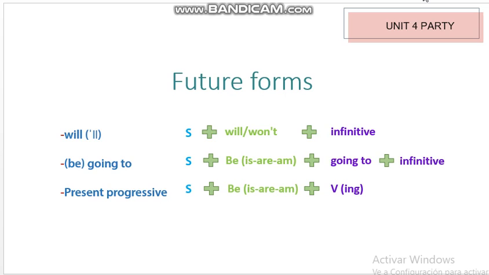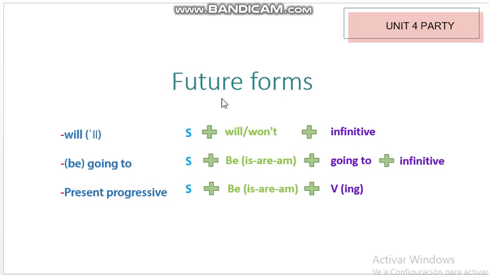Good morning, students. In this unit 4, which is named Party, I am going to explain future forms. Okay, in English, there are three common forms used to talk about the future. These are will, be going to, and present progressive.